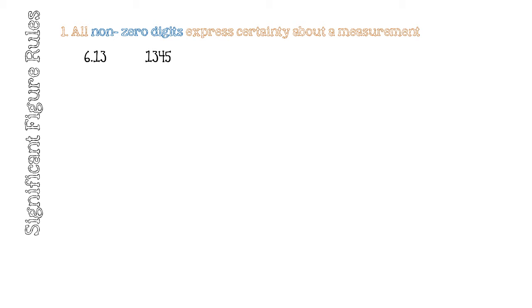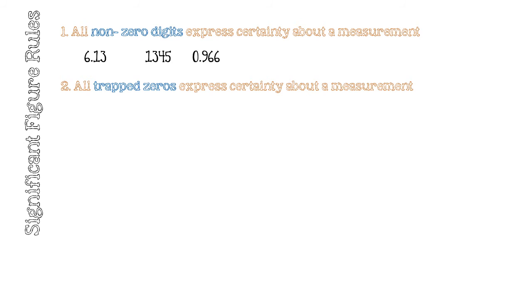1,345, all non-zero digits, 4 significant numbers. 0.966, again, that 0, I could take it or leave it. It's good to show it. It's just telling me a decimal's coming. That's 3 significant figures. Okay, all trapped zeros. So we have to kind of figure out what a trapped zero is, but they're going to be conveying certainty about a measurement. That means they'll be significant.